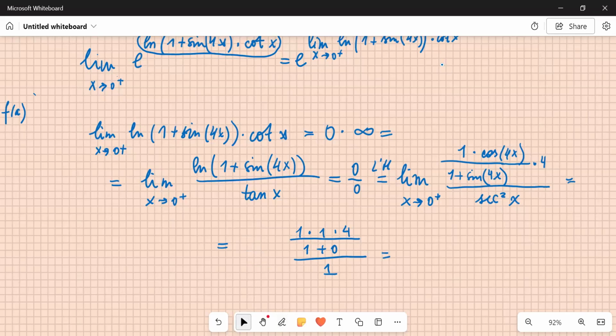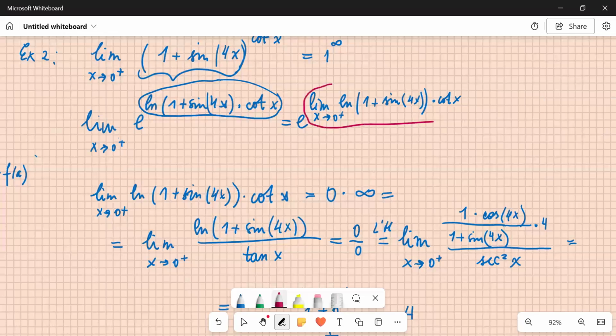So what do we have? We have 1 times 4 divided by 1, which is going to give us 4. So my limit is actually equal to 4. It's not going to be our final answer. Now I need to look at where I started. I just calculated this limit, and this limit was equal to 4. So my final answer is going to be e to the power 4. The very typical mistake people make in their exams and quizzes is forgetting to go back. And it's going to cost you some points eventually.